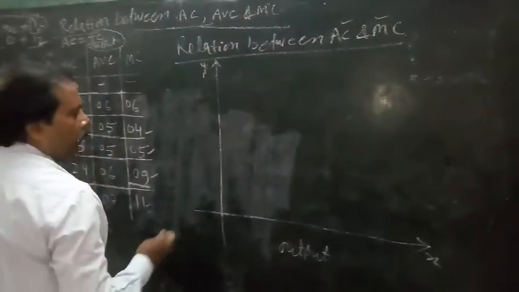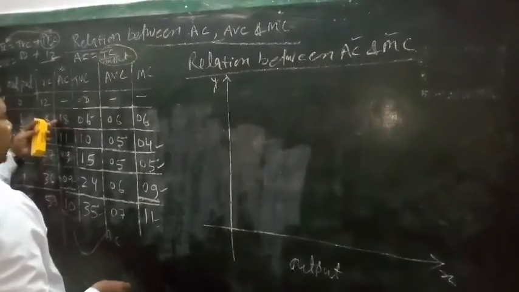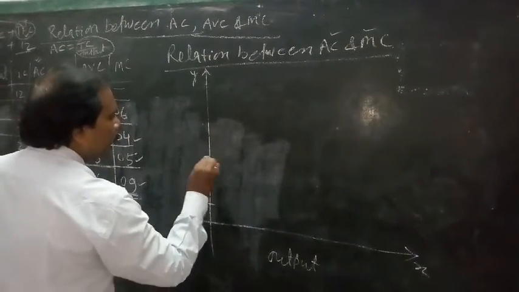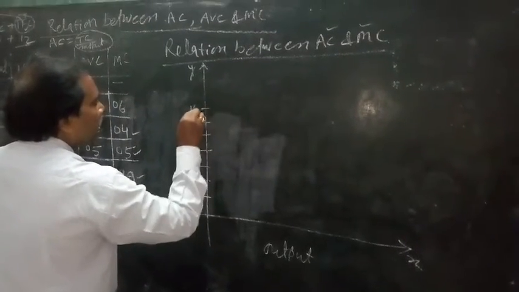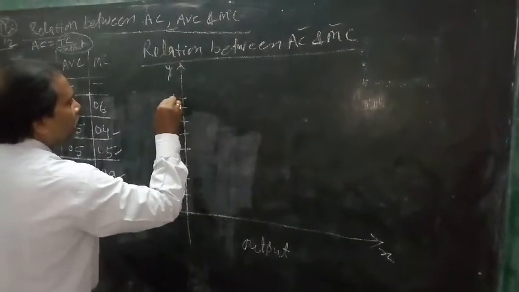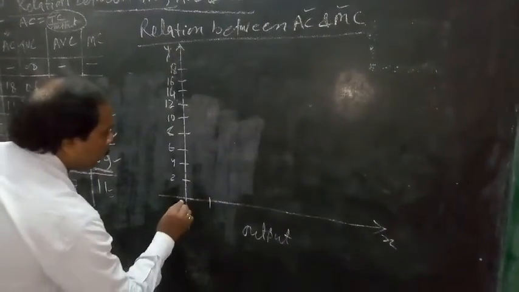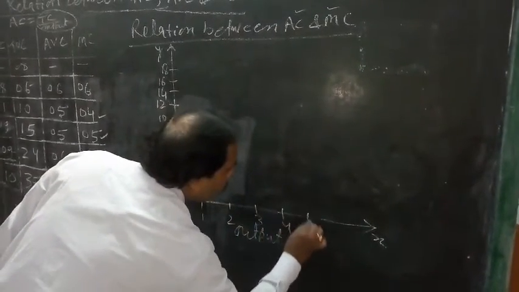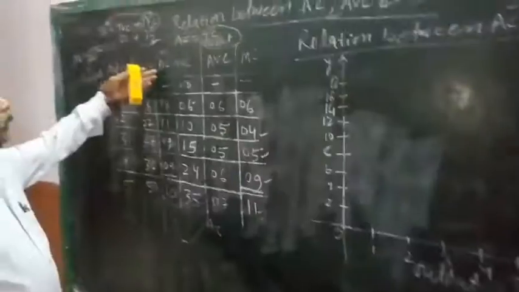Is it clear? Now the value of AC, that is the maximum, here 18. So 2, 4, 6, 8, 10, 12, 14, 16 and 18. Is it clear? Output, that is 0, 1, 2, 3, 4, 5, 6 and so on. Clear? So first of all we will draw the AC.